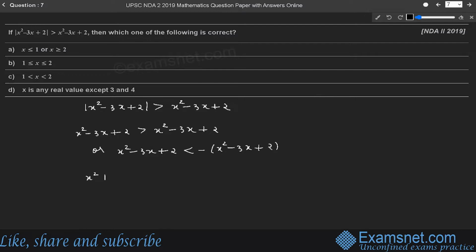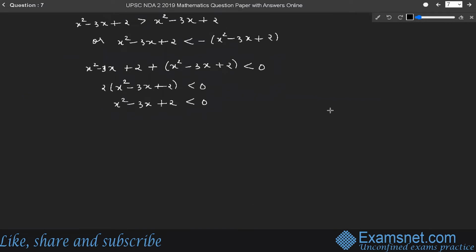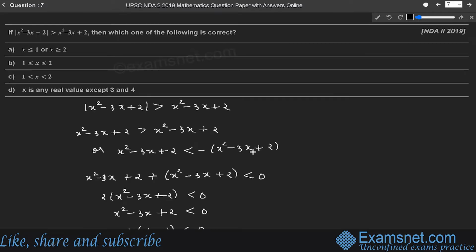Therefore, x square minus of 3x plus 2 plus x square minus of 3x plus 2 is less than 0. So 2 times x square minus 3x plus 2 is less than 0, or x square minus 3x plus 2 is less than 0. On further finding the factors for this equation, it will be x minus 1 and x minus 2 is less than 0. So we can say that x will be equal to 1 and x will be equal to 2. So x lies between 1 and 2. So the correct option here will be option number C, which is x lies between 1 and 2.